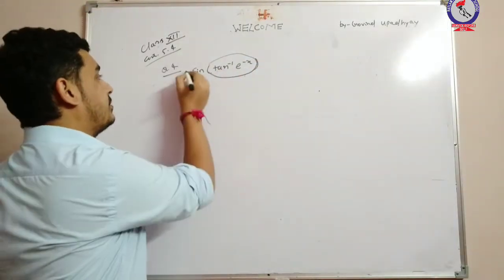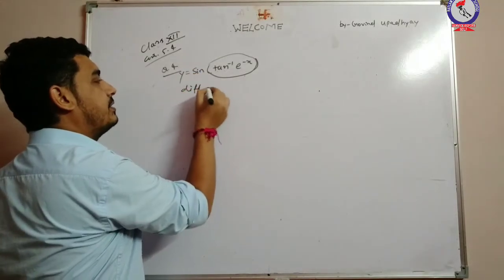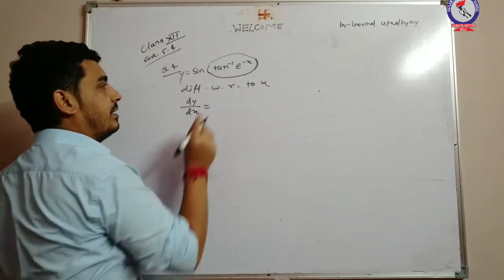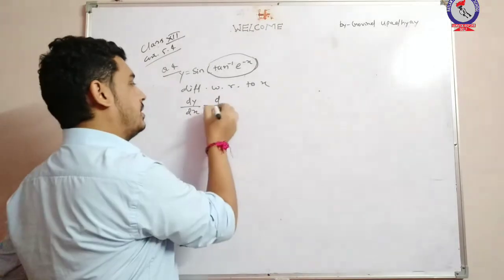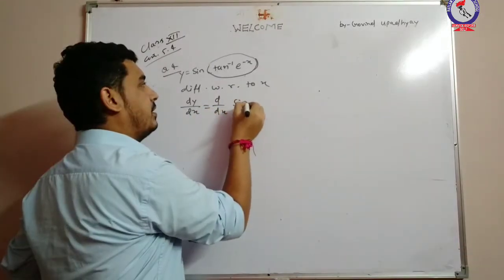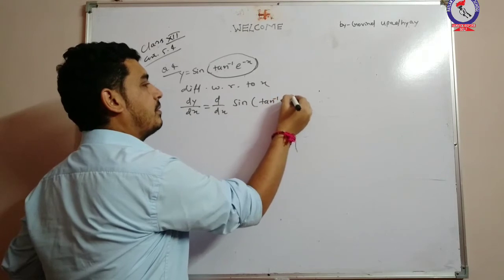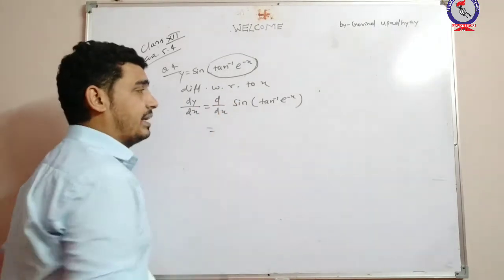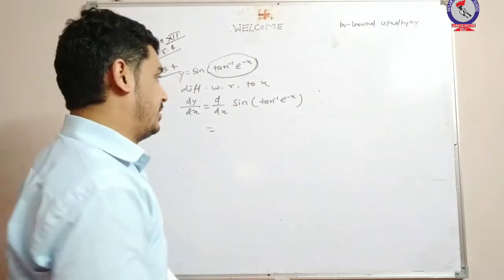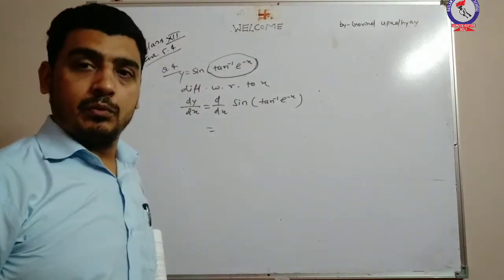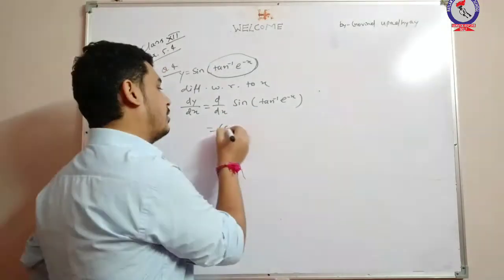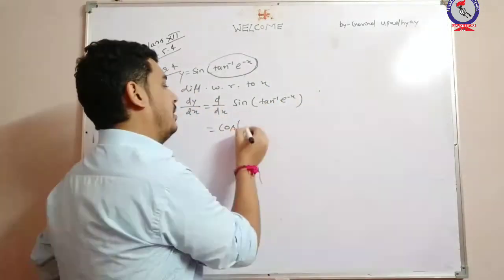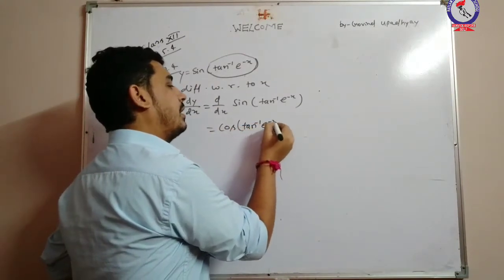Then, okay, just consider it y and differentiate with respect to x. So dy upon dx will be, first is d by dx of whole function sine tan inverse e to the power minus x. Okay. So d by dx of sine tan inverse e to the power minus x. Sin x का क्या होता है? What is the formula of sin x? Cos x. Very simple. Cos. But what is the x here? The value of x is tan inverse e to the power minus x.